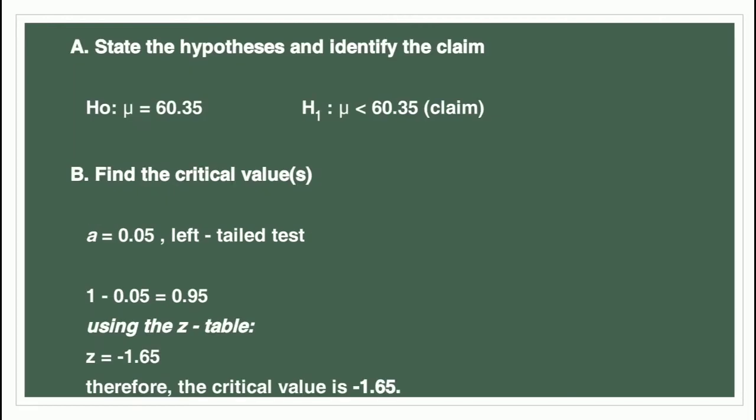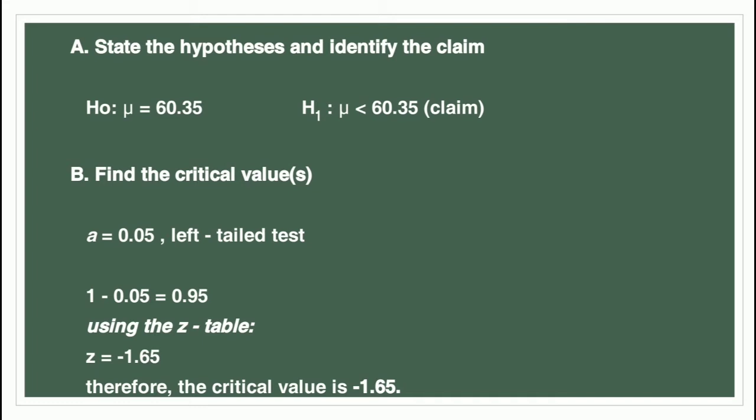To perform the hypothesis testing, the first step is to state the hypothesis and identify the claim. In the null hypothesis, mu is equal to 60.35, and in the alternative hypothesis, mu is less than 60.35. For the second step, find the critical value or values. Alpha is equal to 0.05 and it is a left-tailed test.